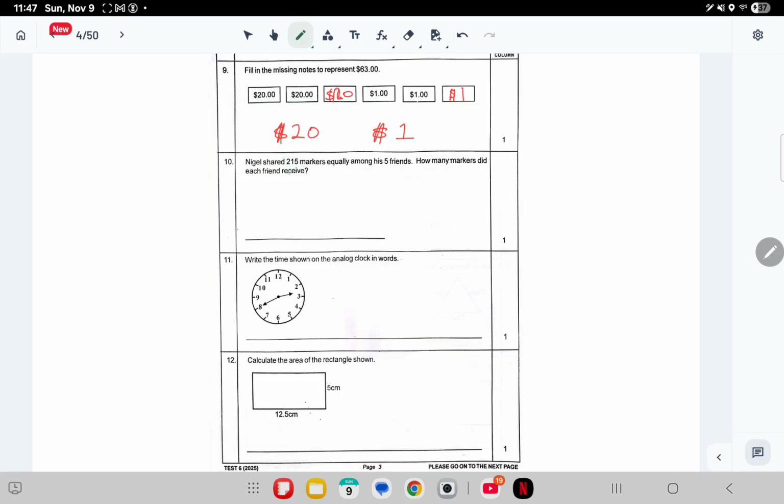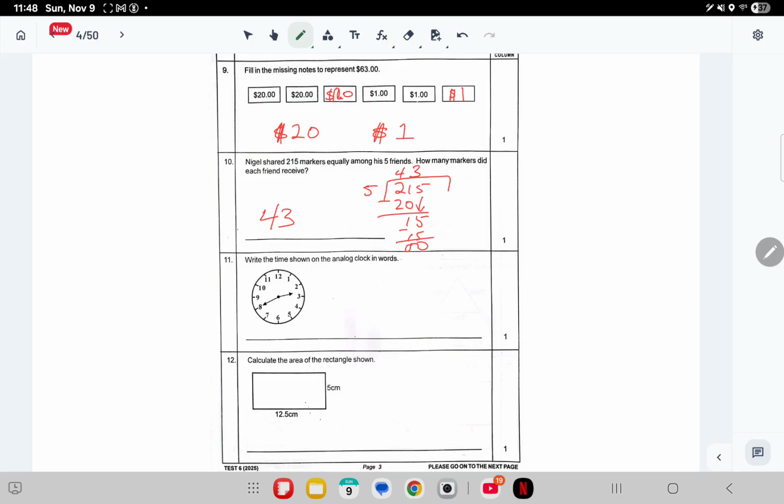Miguel shared 250 markers equally among 5 friends. How many markers did each friend receive? To find out for each one of them, we divide 215 divided by 5. We can say 5 will go into 21 4 times. 4 times 5 is 20. Take away, here 1. 5 into 15 is 3. 3 times 5 is 15. Subtract. So each one of them got 43.